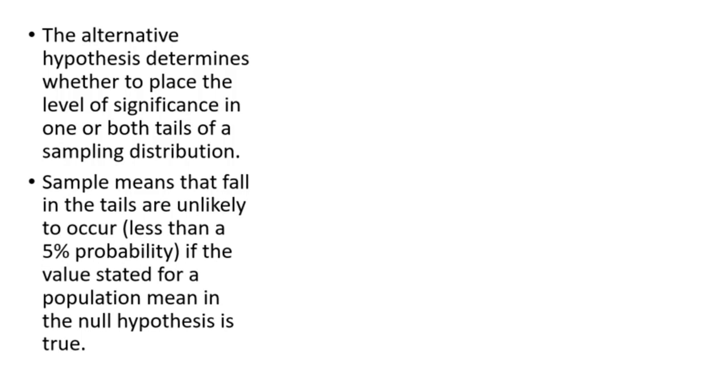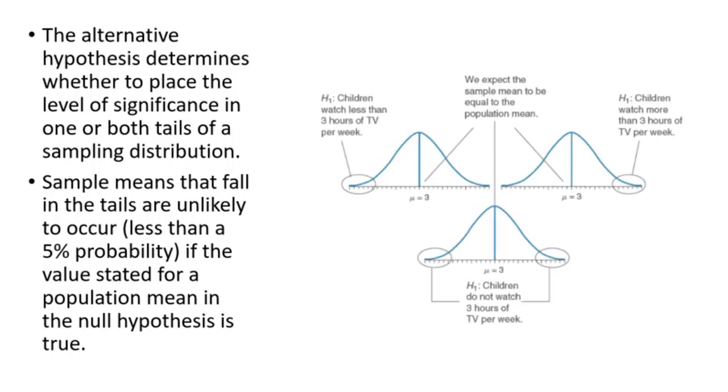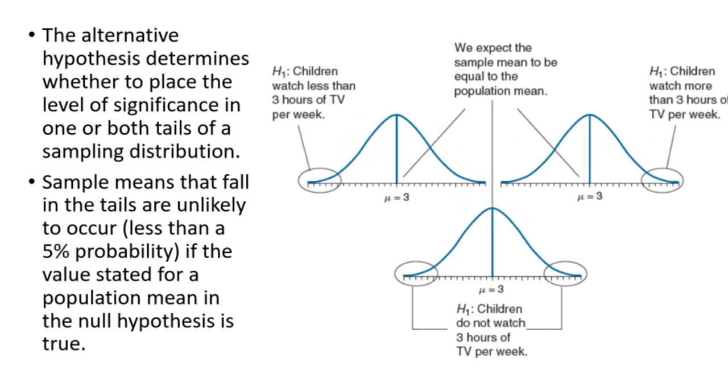As discussed in the previous slide, you must remember that the alternate hypothesis determines whether to place the level of significance in one or both tails of the sampling distribution. If we assume that on average children watch TV less than 3 hours per week, then we will place the level of significance in the left tail. Here you can see, if we assume that on average children watch TV more than 3 hours per week, we will place the level of significance in the right tail.